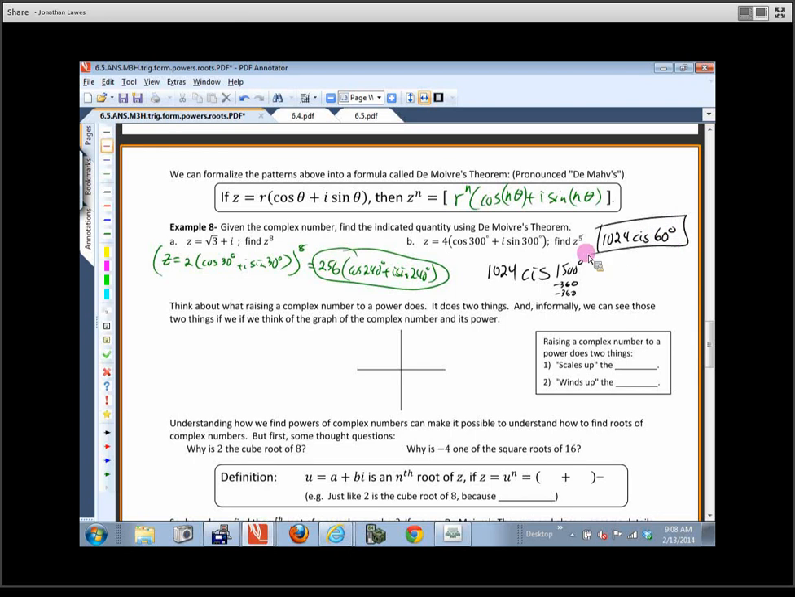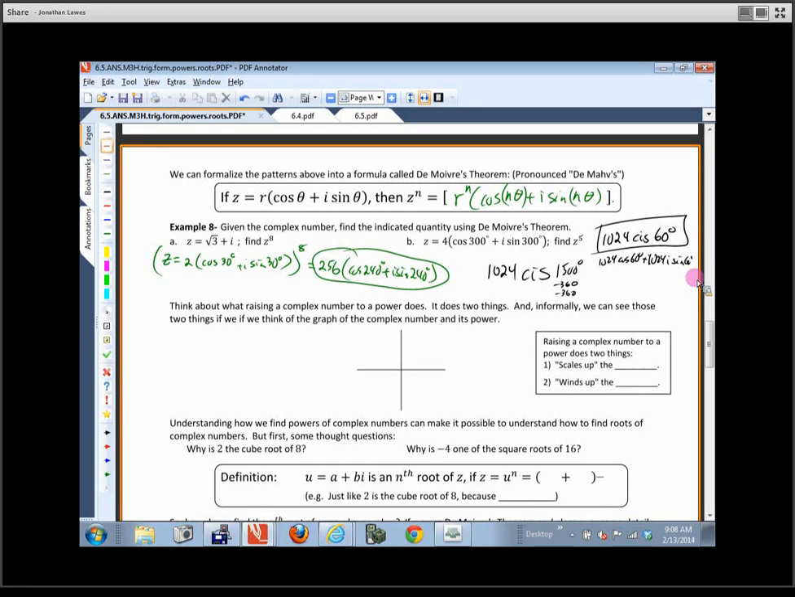Okay? Any questions? Please make sure you pay attention to the instructions. If they say write the answer in standard form, would we be done right here? We wouldn't. We'd have to do 1024, and we'd have to multiply it by the cosine of 60 degrees plus 1024 i sine 60 degrees, and then put it in standard form that way. Okay? All right. Everybody good? Okay. Pretty easy so far.